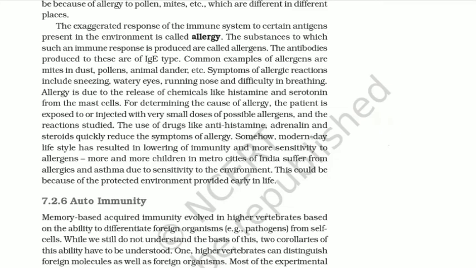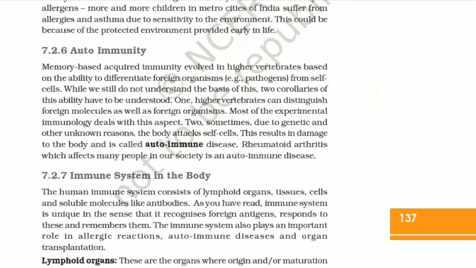For determining the cause of allergy, the patient is exposed to or injected with very small doses of possible allergens and the reactions studied. The use of drugs like antihistamine, adrenaline, and steroids quickly reduces symptoms of allergy. Somehow, modern day lifestyle has resulted in lowering of immunity and more sensitivity to allergens. More and more children in metro cities of India suffer from allergies and asthma due to sensitivity to the environment. This could be because of the protected environment provided early in life.